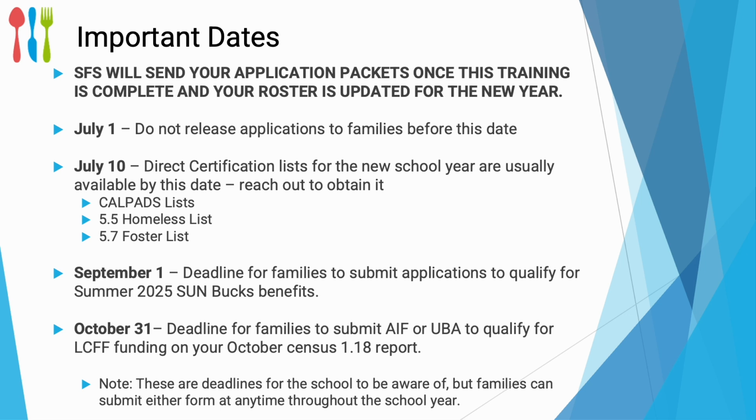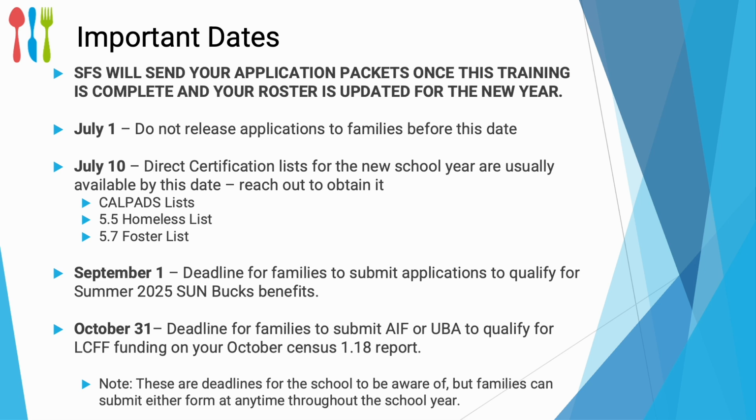You shouldn't be releasing the universal benefit application for the new year until July 1st at the earliest. That is the official start date of the 25-26 school year in the eyes of the program. July 10th-ish is when direct certification should be available in CalPads. So have your administrator pull down those matches and send those to us. They can also send us that homeless list and foster list if you have students in those situations.